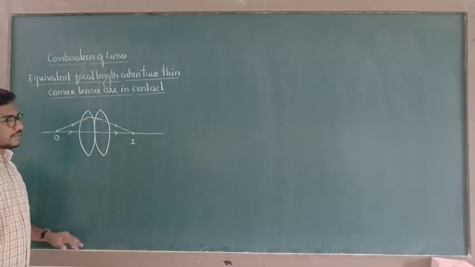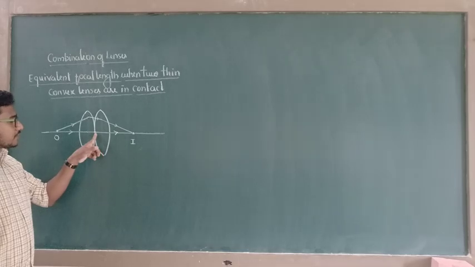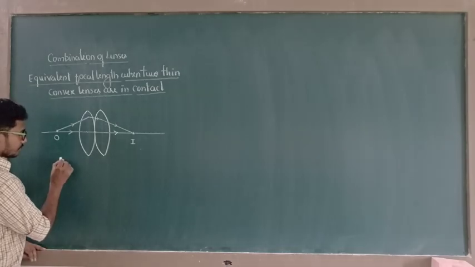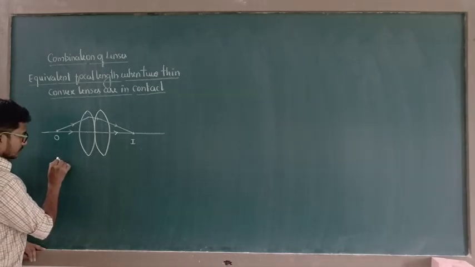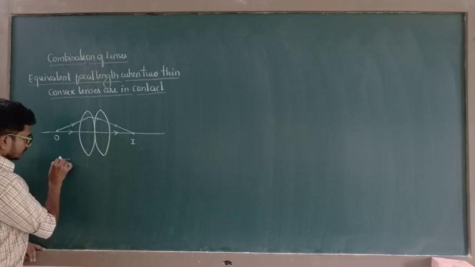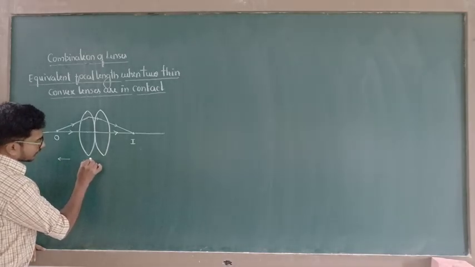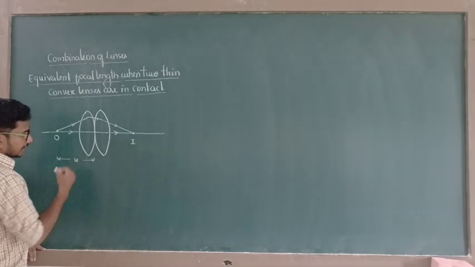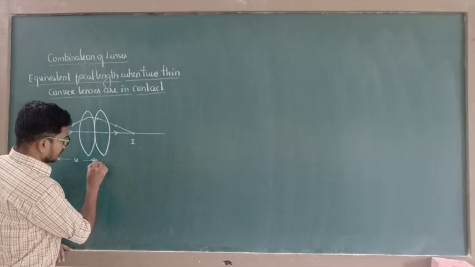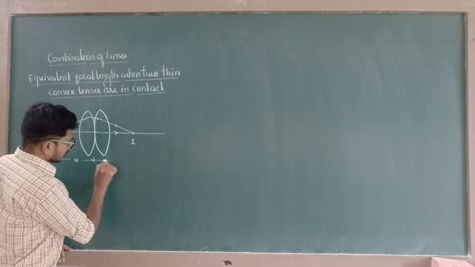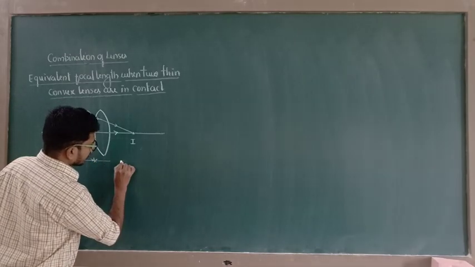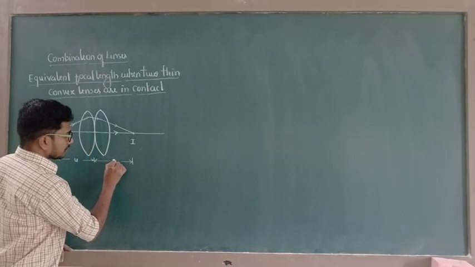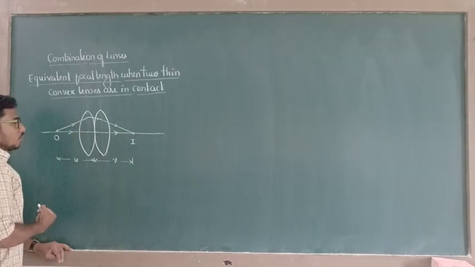So in case of combination of lenses, distances are measured from the center of the combination. So here the distance between the object and the center of the combination is known as object distance. It is measured in terms of small u. The distance between the center of the combination and the image is known as image distance and it is represented by v.